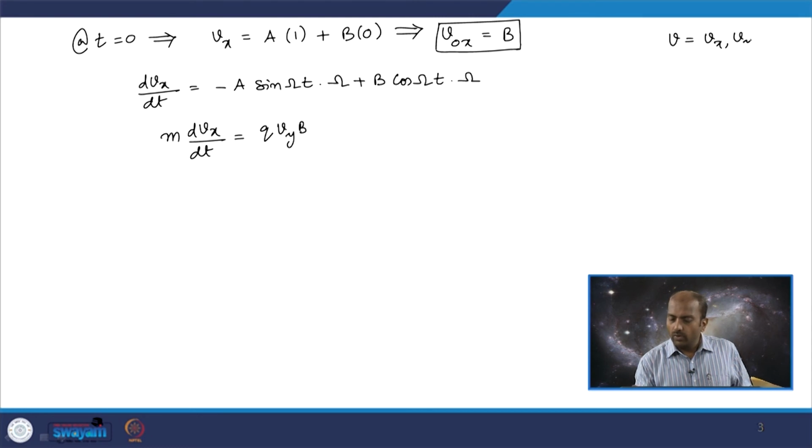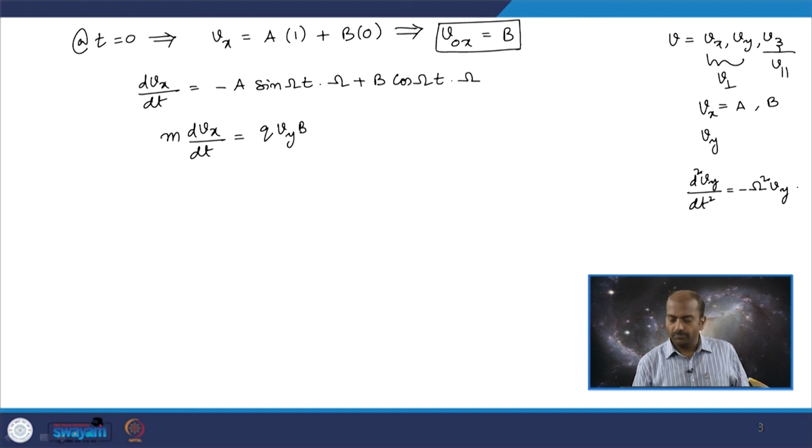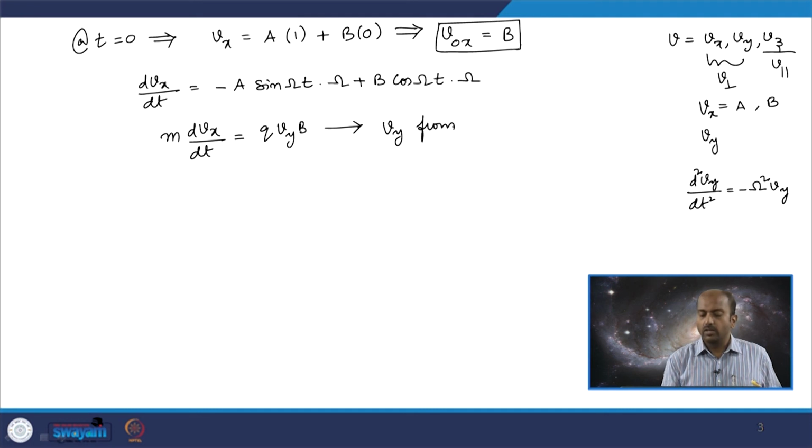We have taken v to be Vx, Vy and Vz. Now, we said Vz is not going to be influenced by the magnetic field, and Vz was called V parallel, while Vx and Vy were called V perpendicular. We have taken a solution for Vx in terms of constants a and b. We should also have a solution for Vy, which will also satisfy the second order differential equation, d square Vy by dt square equal to minus omega square Vy. In addition, we get a relation between Vx and Vy. So, it gives us a possibility to get the functional dependence of Vy from Vx itself, without involving two more constants.